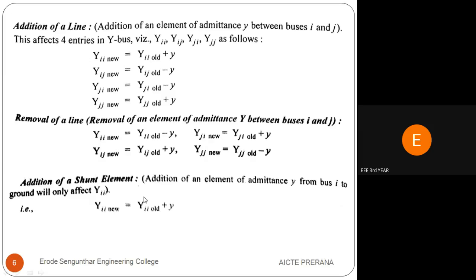If we have to add a shunt element, that is, as I have already said, line charging admittance, by that we are adding some line charging admittance. You just have to add it to the diagonal. Don't consider the non-diagonal; you have to consider only the diagonal. So we add that element to the diagonal. That is, Yii(new) is equal to Yii(old) plus y, and in case Yjj(new) is equal to Yjj(old) plus y, you have to consider the diagonal value.